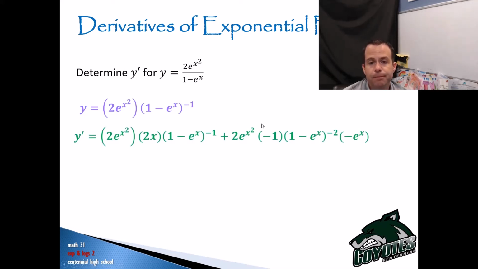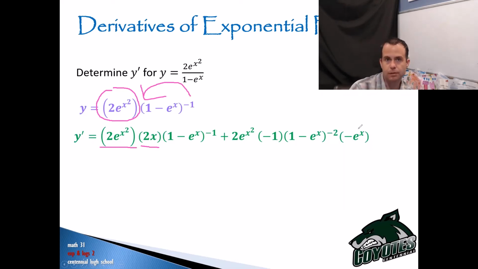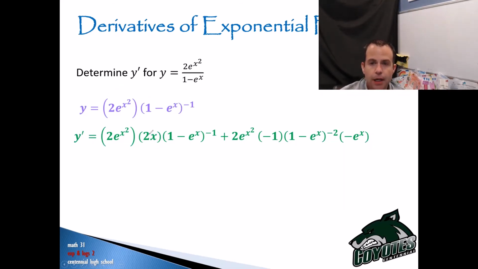Okay, so just to repeat myself, the derivative of f was 2e to the x squared times the derivative of the inside function. And then that was my g, and then plus f times the derivative of g. So I moved my -1 to the front, times that guy to the -2, times the derivative of the inside function. Okay, now I want to work on cleaning up a bit.